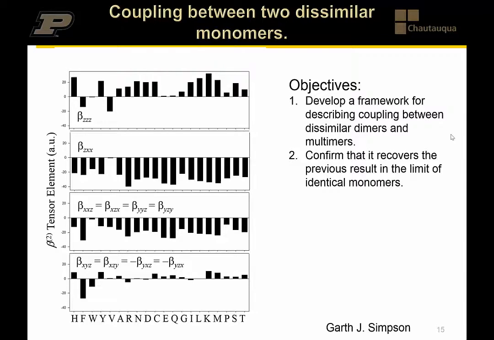So the previous discussion was focused squarely on identical monomers. What happens if we want to describe the coupling between monomers that are not identical? Just to give you an example for how this might be of interest, what's shown here on the left is a bunch of the tensor elements, the key non-zero tensor elements, the largest, for all 20 common amino acids.